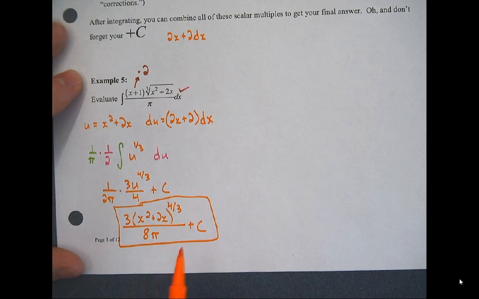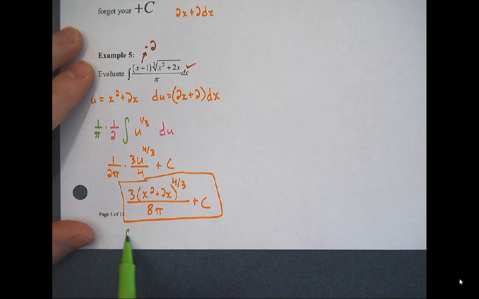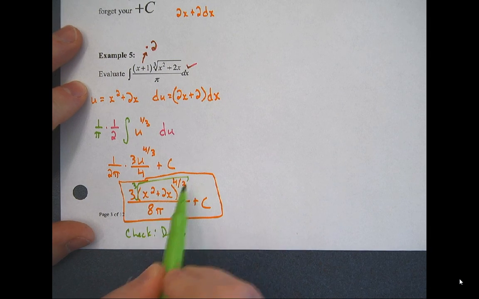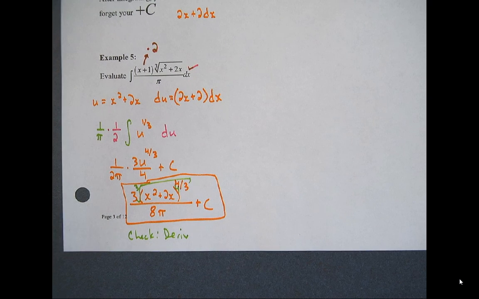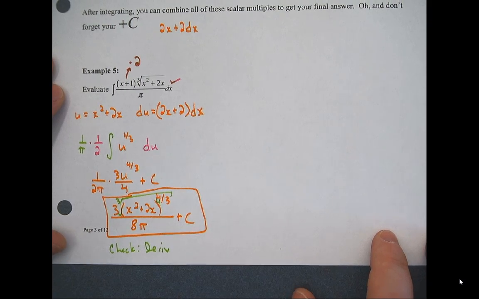How could you check to see if this is right? If you want to do a check, take the derivative. They might also write this as the cube root of x to the 4th, right? Both of those mean the same thing. I'm not going to write them both out. You hopefully know it by this point.